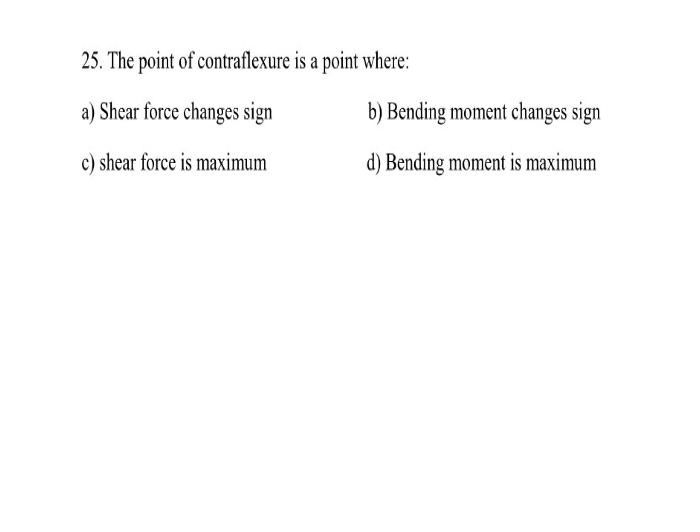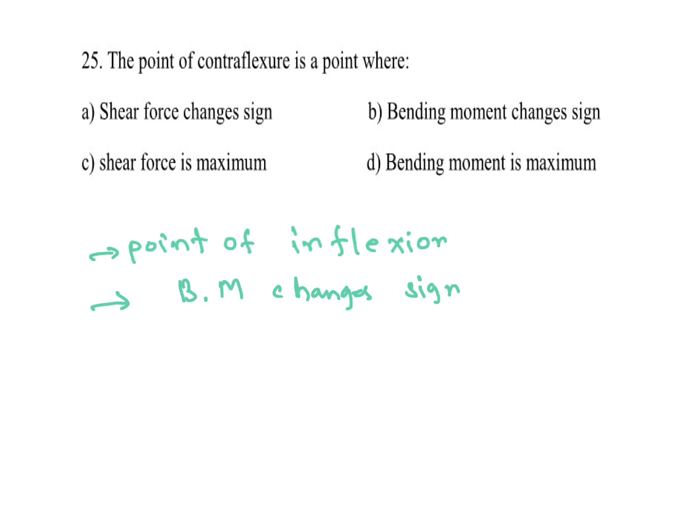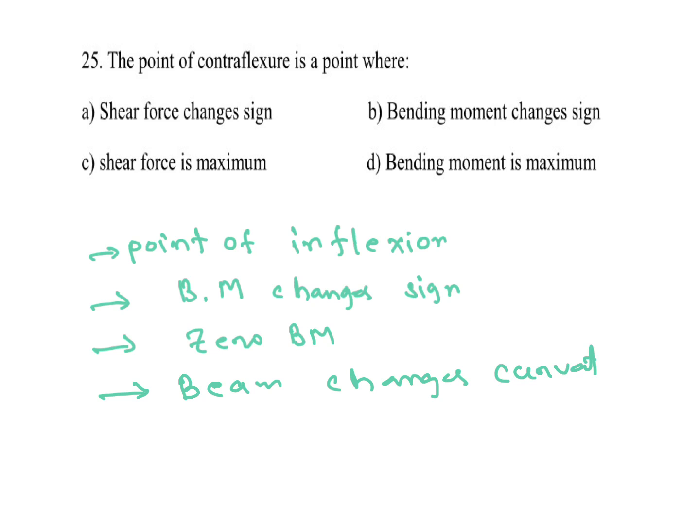The point of contraflexure is a point where: A, shear force changes sign; B, bending moment changes sign; C, shear force is maximum; D, bending moment is maximum. Point of contraflexure is also called point of inflection. Here bending moment changes sign, zero bending moment, and the beam changes curvature. Here B is the answer, bending moment changes sign.